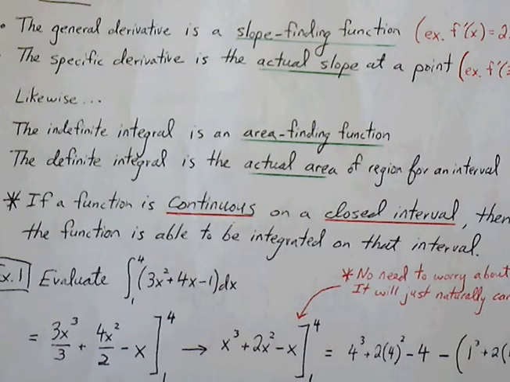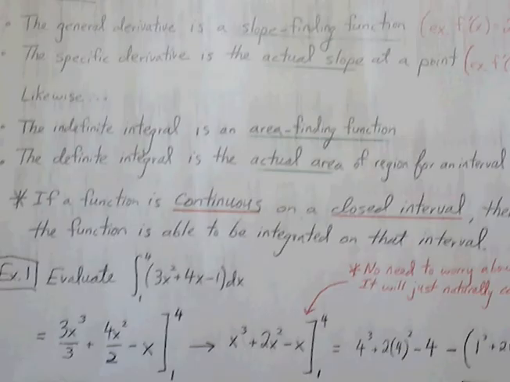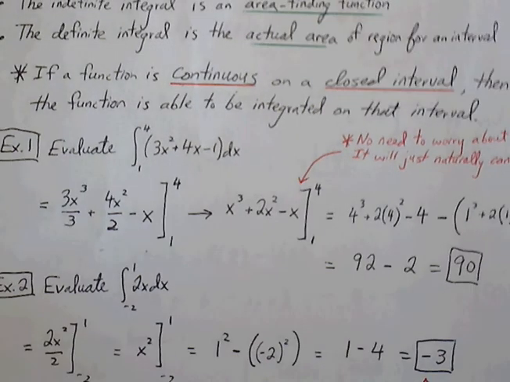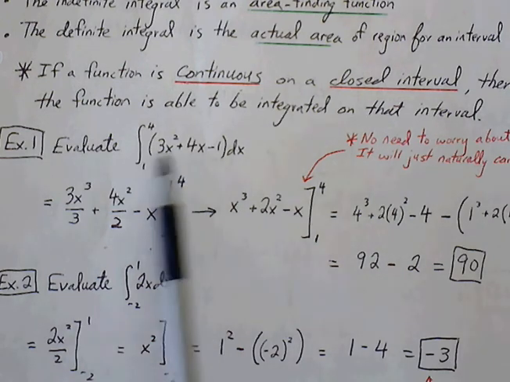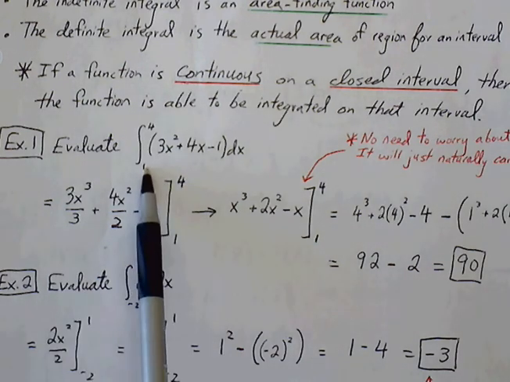Okay. All right, let's look at some examples. Evaluate the definite integral of our function 3x squared plus 4x minus 1 from 1 to 4. So here's our lower bound, here's our upper bound.